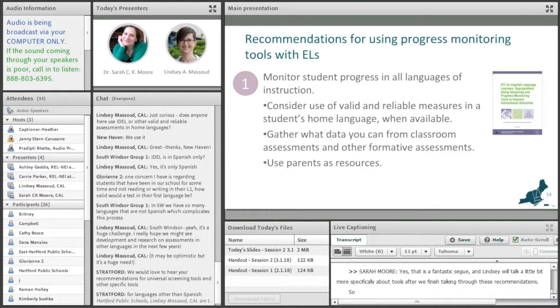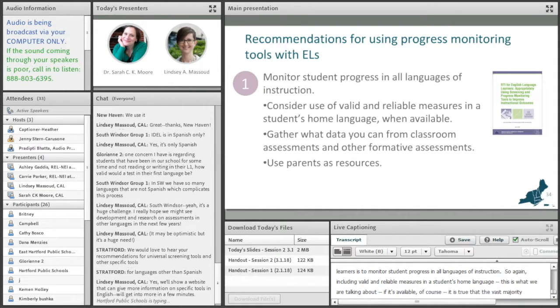So the first recommendation for using progress monitoring tools with English learners is to monitor student progress in all languages of instruction. So again, including valid and reliable measures in a student's home language. This is what we're talking about, if it's available, of course.